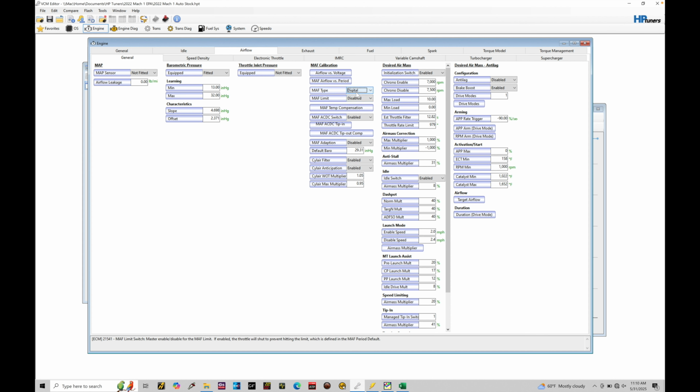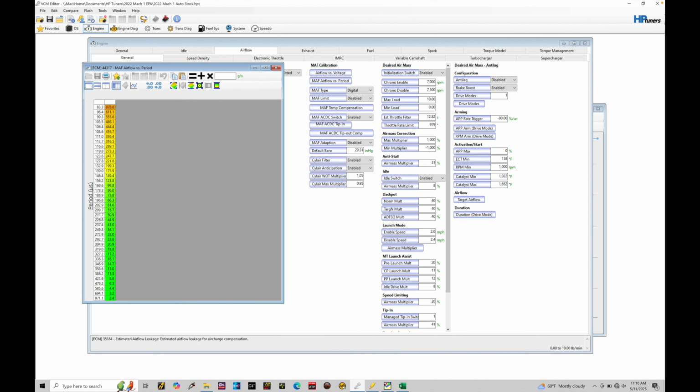So the digital is what the Gen 3 Mustangs actually run, and that is going to point us towards the MAF airflow versus period table, because this period table here, we can see it's going to be based on period in microseconds versus a grams per second value in the table. This is what's actually used, just for perspective's sake. So it's not going to be doing anything with the airflow versus voltage.